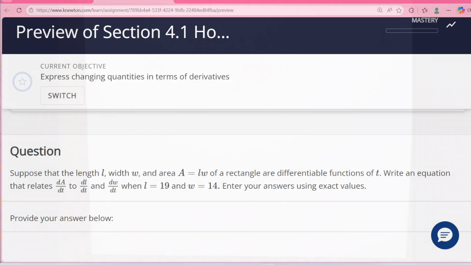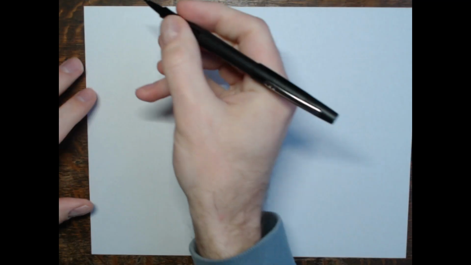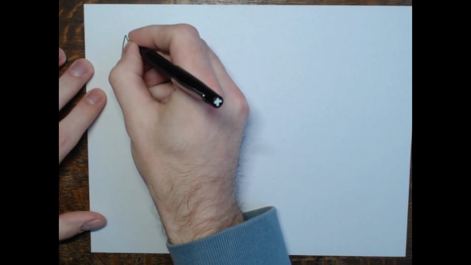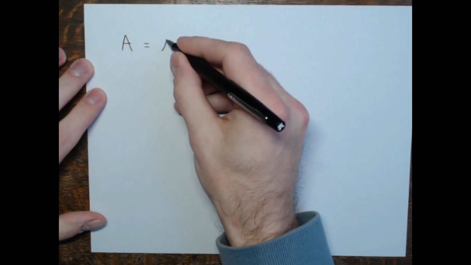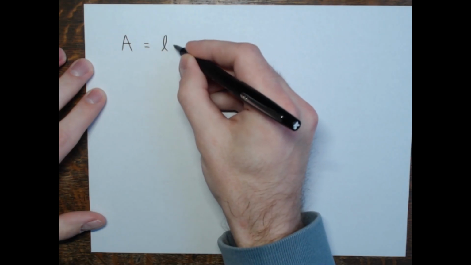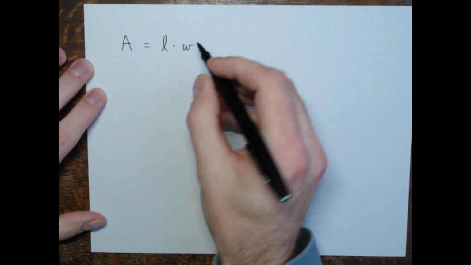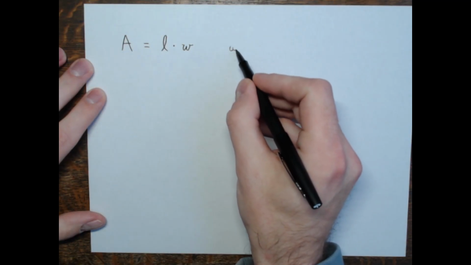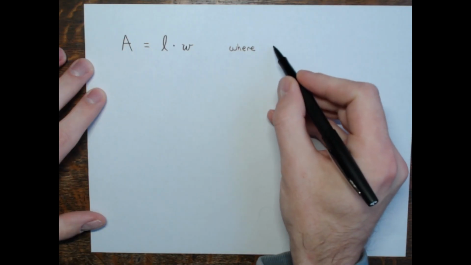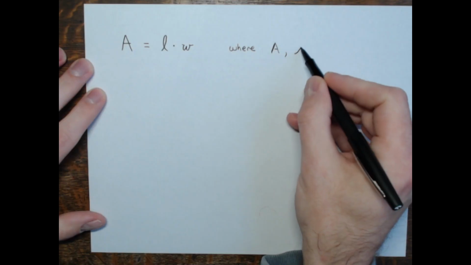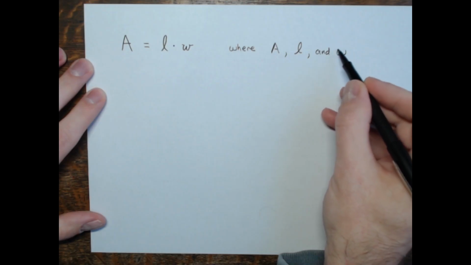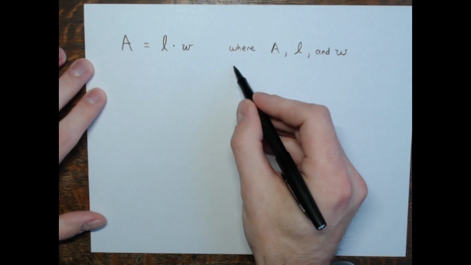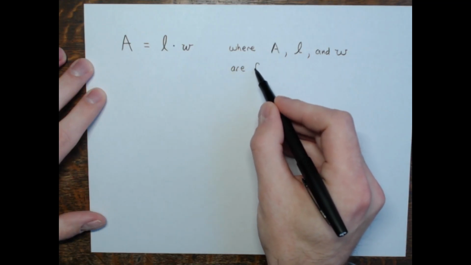All right. So again, here you have the area A equal to the length L multiplied by the width W, where each of these, A, L, and W, are functions of t, they say.